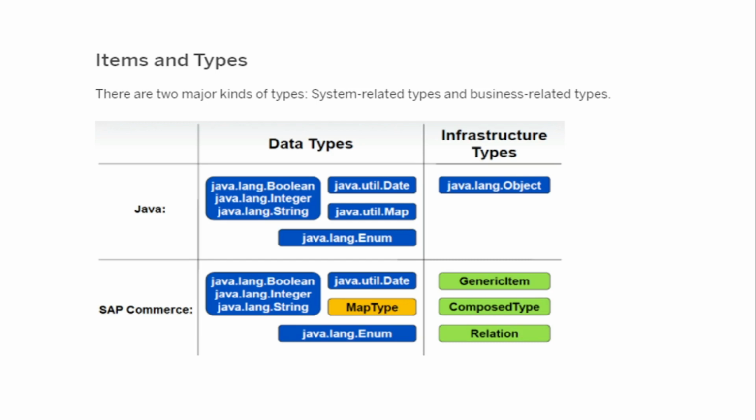And relation is also there. Suppose we want to make different types of relations in item types, one to one, many to many, so we can define all these relations as well. We will discuss all these details in the next part.